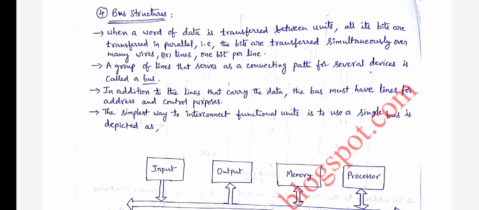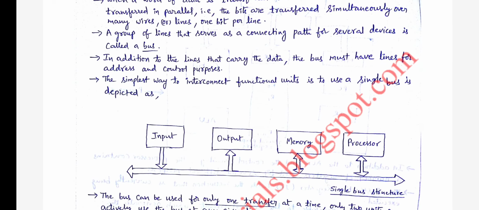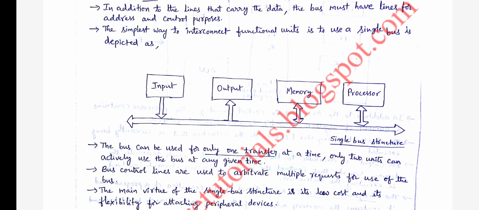Technically, a group of lines that serves as connecting paths for several devices is called a bus. In addition to the lines that carry the data, the bus must have lines for address and control purposes. The simplest way to interconnect functional units is to use a single bus, that is displayed like this. See, this is a common bus or a single bus.